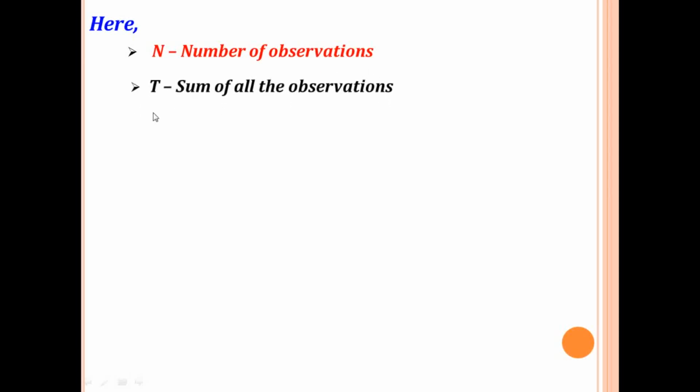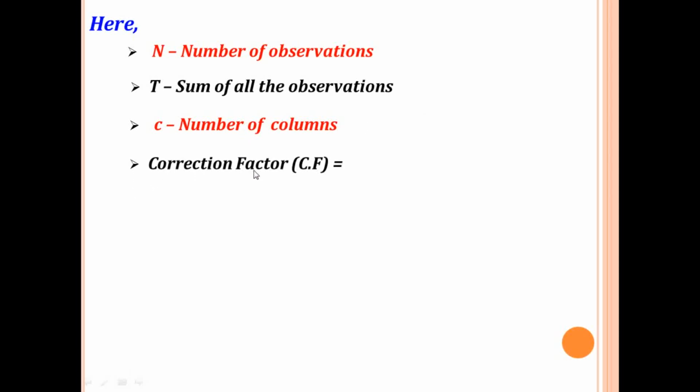Now we see the meaning of the one-way classification parameters. First, N is the total number of given observations. Second, capital T is the sum of all the observations, which means we add all the observations to get the T value. Third is C, the number of columns in the given data. Next, we find the correction factor, denoted by CF. CF equals T square by capital N.